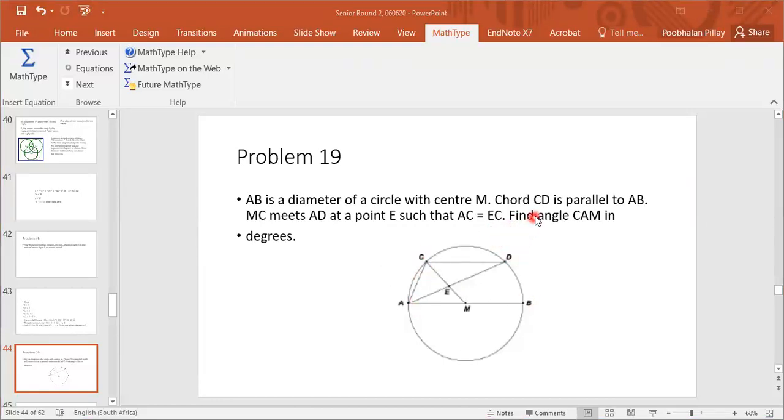Anyway, they say it's the diameter. Chord CD is parallel to AB. So this is parallel. MC, this is a radius. You can see there are 3 radii, MA, MC, and MB. They all must be equal because M is the center of the circle. It says M is the center. So these are equal. In fact, if I join M to D, that's also a radius, so it will be equal to all the other radii. All the radii are equal.